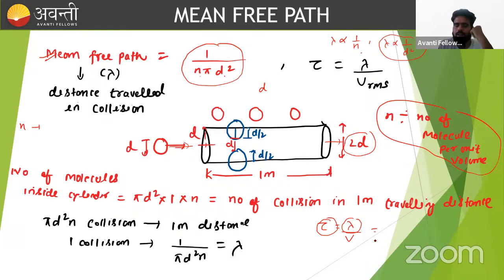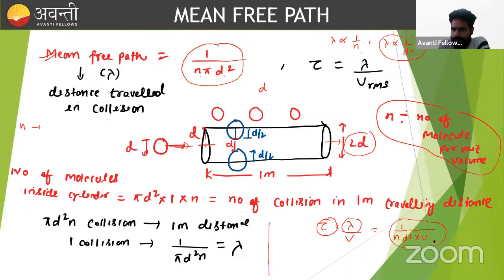One more thing, beta: sometimes pressure and temperature are also involved, and then we have to find the relaxation time. How can we write this? See here, lambda is proportional to 1 upon n d square. We only write the proportionality, and we can remove pi because it is not important here, and this is the velocity. If we put the value of lambda here, then the tau expression will look like this.